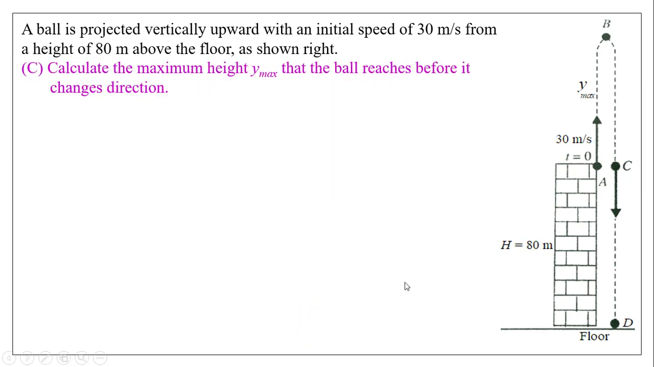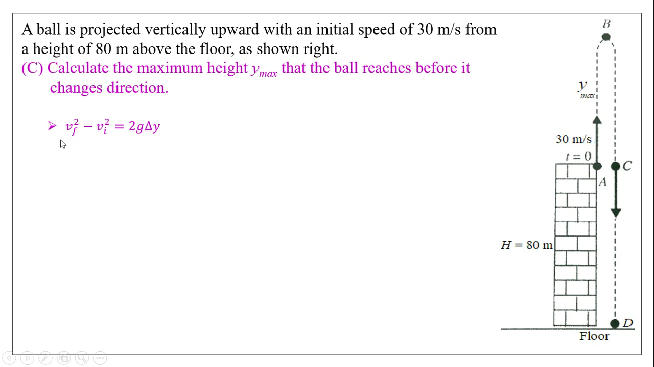Let's do part C. Part C asks you to calculate the maximum height that the ball reaches before it changes direction. So here in this diagram, it's ymax. So from where it was launched at the top of the building, aka point A, it's going to go all the way up to point B. So how high is that? It's easy to do. In order to do that, I think the easiest way to do this one is just to use this particular kinematics equation that is time independent.